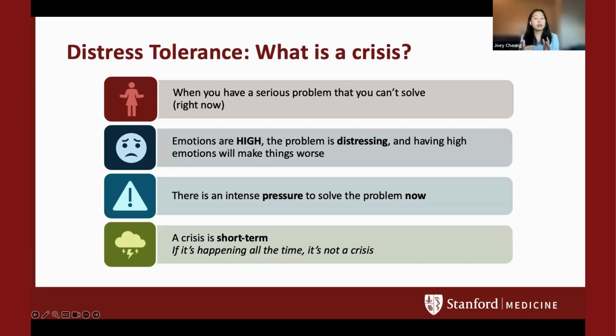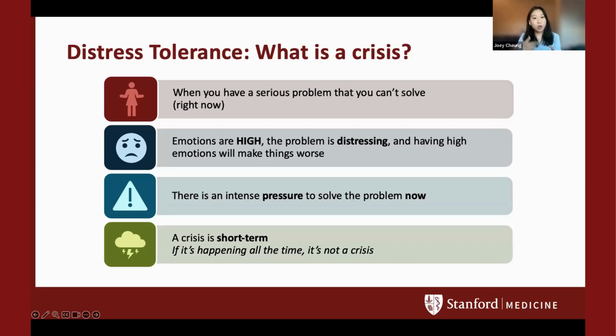And the emotions are so high and the problems are so distressing that if I were to stay in this high emotional intensity state, I am going to have the capability of making the situation much worse for myself. Because the emotions are so high and the problem is so distressing, there feels like an intense internal pressure building up to solve the problem right here, right now. If we feed into that urge to solve the problem right here, right now, we might not actually do the thing that is best in the long term and accidentally make the situation worse. The key in thinking about a crisis is that it really is intended to be a short-term solution.